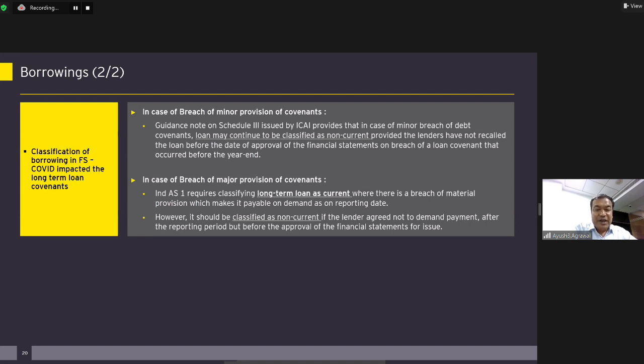But where there is a major breach of the covenant, then the loan should be treated as a current loan or current borrowing, unless the company has got a waiver from the banker or from the counterparty before the authorization of the financial statements that the loan will not be recallable. That's where the company can continue to classify the loan as non-current, else it will become current.